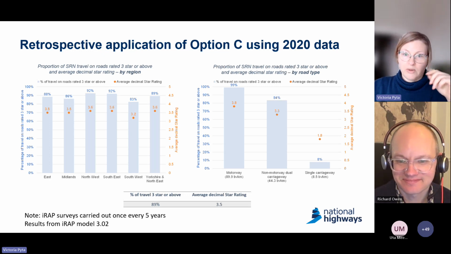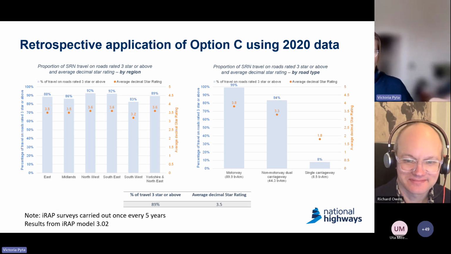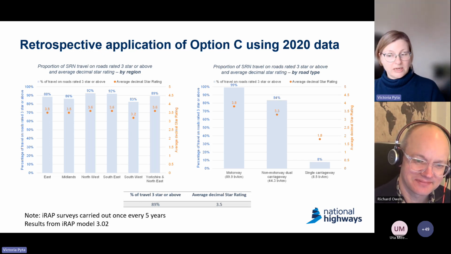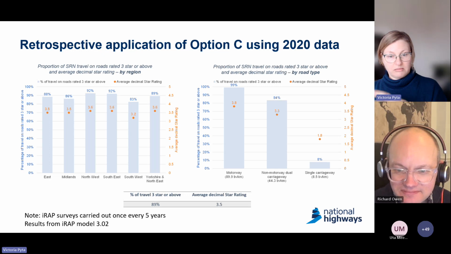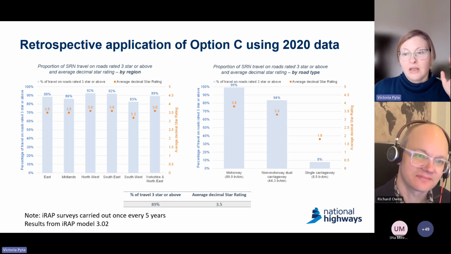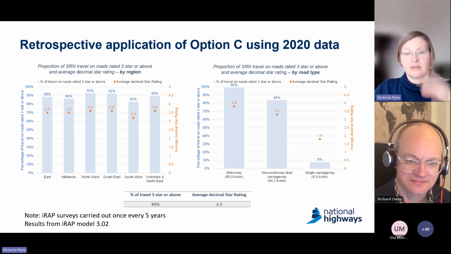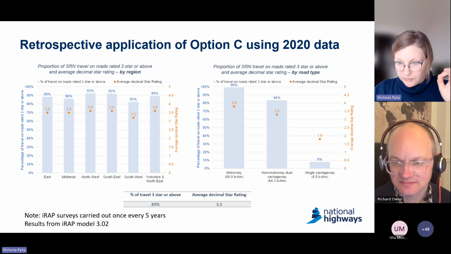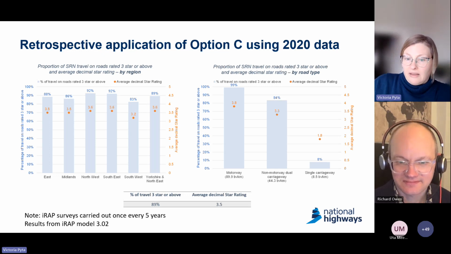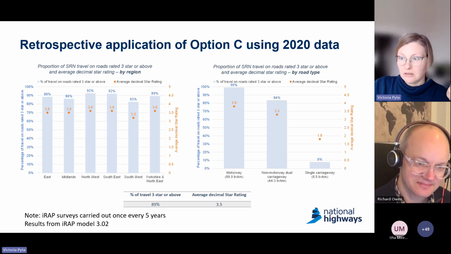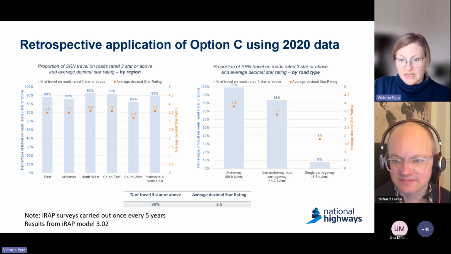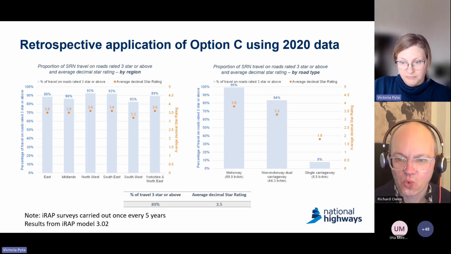This is what it looks like when we retrospectively apply that option C to our 2020 survey data. Can't apply it to 2025 because the vehicles are literally on the network doing the survey at the moment. And we only do the survey once every 5 years. If you look at these charts, and I apologise, they are a little bit small. The one on the left looks at the results by region. The one on the right looks at the results by road type. And the road type categories there are motorway, dual carriageway A road, and single carriageway A road.